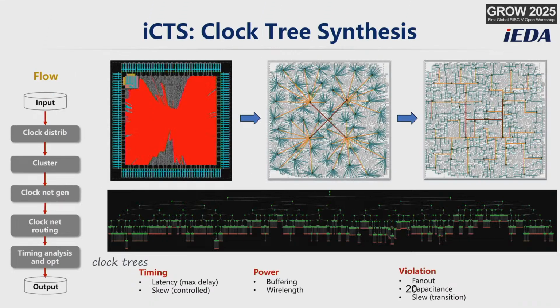iCTS refers to clock tree synthesis. It can optimize the clock net for buffering, wirelength, bound capacitance, and transition slew, to generate a clock tree with low latency and constrained skew.